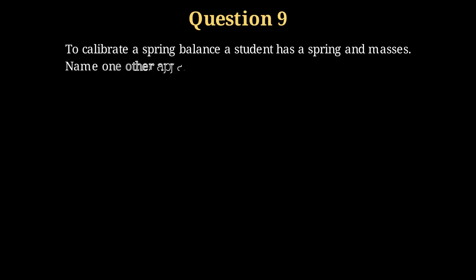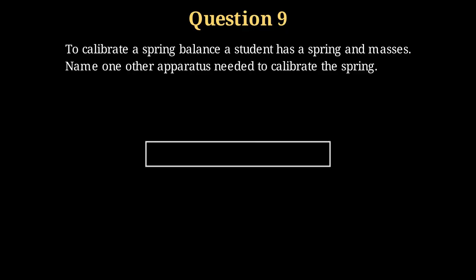Question 9. A student calibrates a spring balance. Besides the spring and known masses, name one more piece of apparatus that is needed. Hanging the known masses stretches the spring by different amounts. To turn those extensions into a scale, you must measure how far the pointer moves each time.